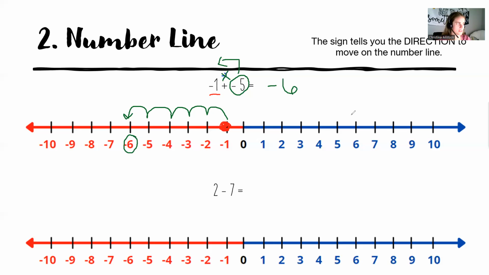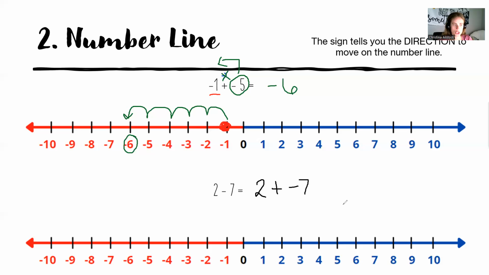Let's do one more using this strategy. 2 minus 7. Oh, we got a subtraction sign. Doesn't matter what strategy we have. Let's use keep, change, change and turn it into an addition problem. Keep the first number the same, which is 2. Change your subtraction problem to addition, and then change the second number to have the opposite sign. It originally was a +7. The opposite of that would be a -7.